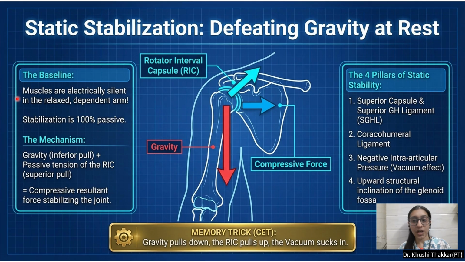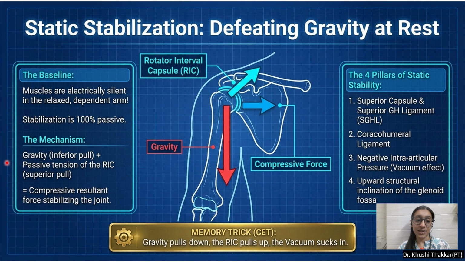How does this work? So there are four pillars of static stability. First comes the rotator interval capsule, which includes the superior glenohumeral ligament, the superior capsule, and the coracohumeral ligament. Next comes the upward structural inclination of the glenoid fossa, where we see a bony notch coming out from the glenoid fossa, which acts as a bony block and prevents the inferior translation of the head of the humerus. There is always negative intraarticular pressure, that is, a vacuum like pressure created by the glenoid labrum, which holds the head of the humerus.